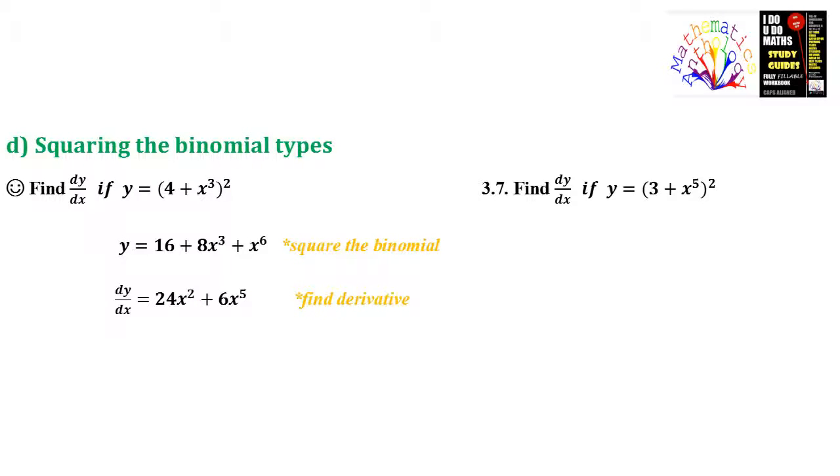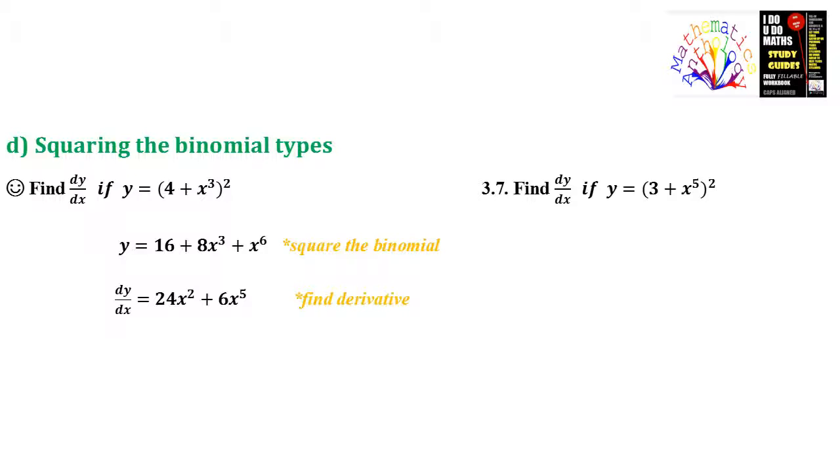The next type is squaring the binomial. So find dy dx if y is equal to (4 plus x cubed) all squared. When you're finding the derivative of a binomial, you need to open out the brackets first. So we will square the binomial first.